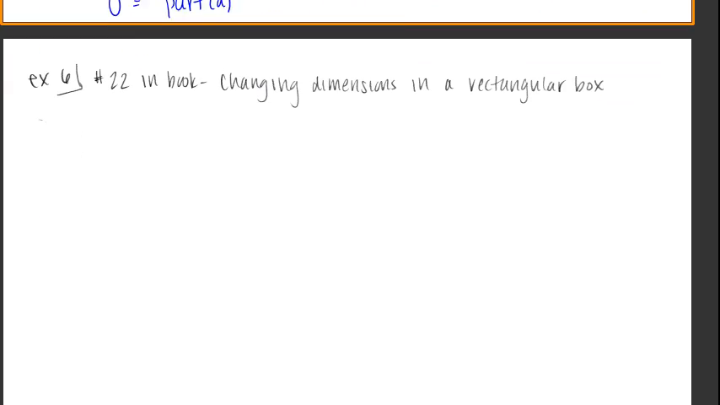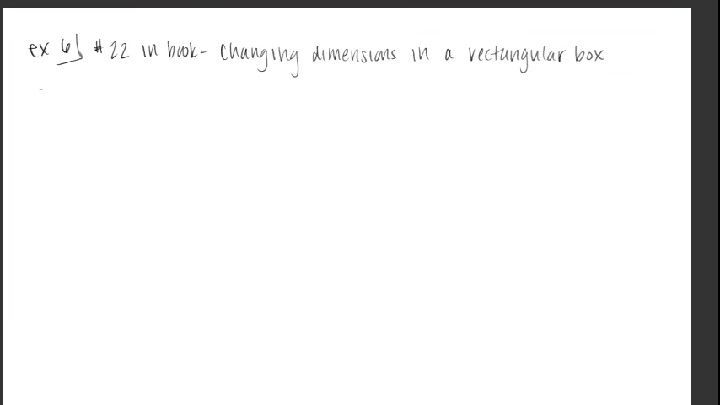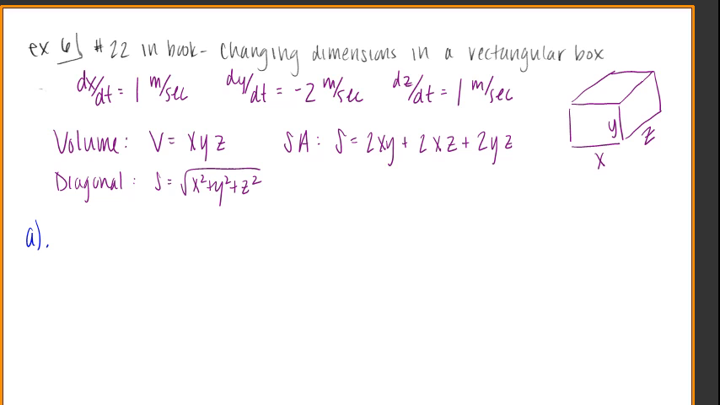All right. Number 22 in the book. Okay, I went ahead and put up some information. Basically, the problem is giving us a box with dimensions x, y, and z. So I kind of drew that out here on the right side. And they gave us some information, the change in x with respect to time, the change in y, and the change in z. Okay, and they want us to find some specific values.